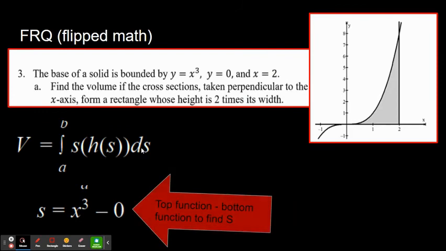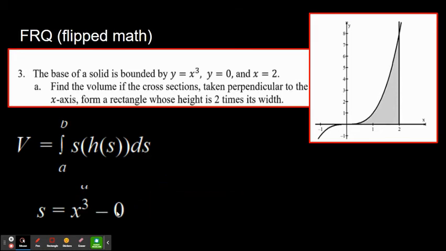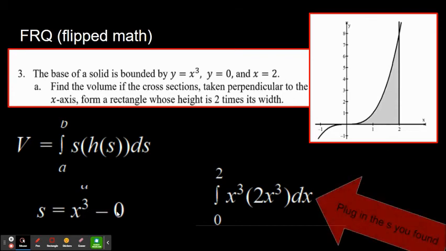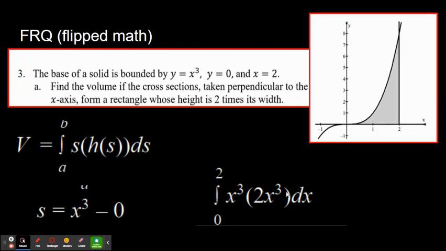Next we find s. We do the top function minus the bottom function, and in this case it's a 0, so x to the third minus 0 just equals x to the third. Then we plug it in here. We have the integral from 0 to 2, x to the third of 2x to the third dx. And then you just evaluate using your calculator or by hand, depending on the question, and you'll get the answer.